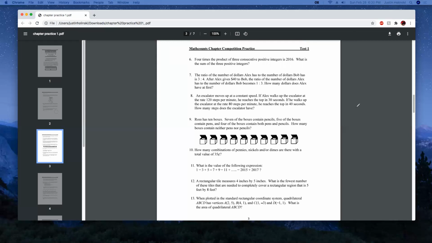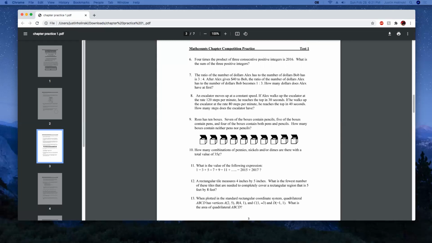Okay. So I got 96. Because the ratio of the number of dollars Alex has to the number of dollars Bob has is 3 to 4. So after Alex gives 40 to Bob, the ratio becomes 1 to 3. So for 3 to 4, there are 7 parts, and for 1 to 3, there are 4 parts. So you can just make those ratios have the same amount of parts.